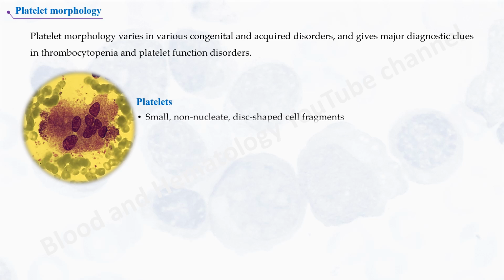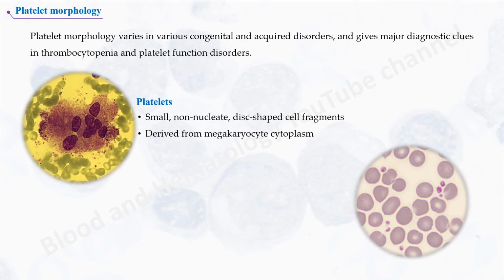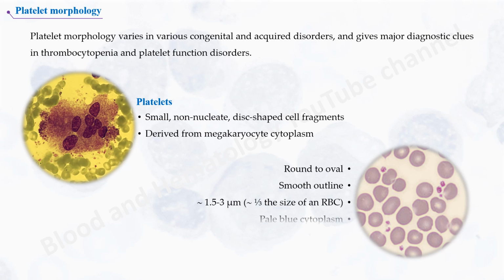Normal platelets are small, non-nucleate, disc-shaped cell fragments, derived from megakaryocyte cytoplasm. In blood smears made from EDTA-anticoagulated blood, platelets appear as round to oval, with smooth outline, measuring about 1.5 to 3 micrometers in diameter, with a pale blue cytoplasm and fine, purple-stained granules.